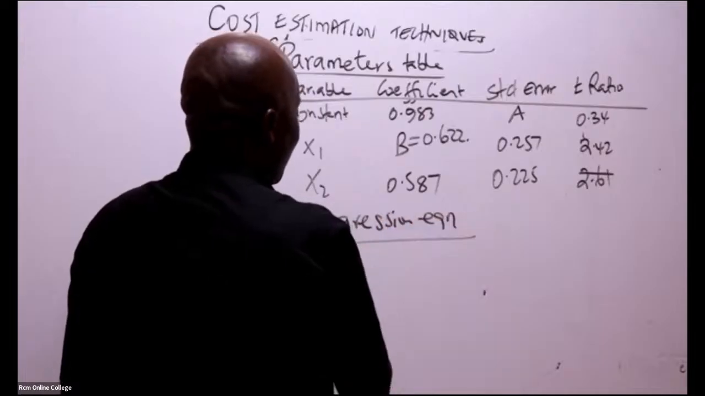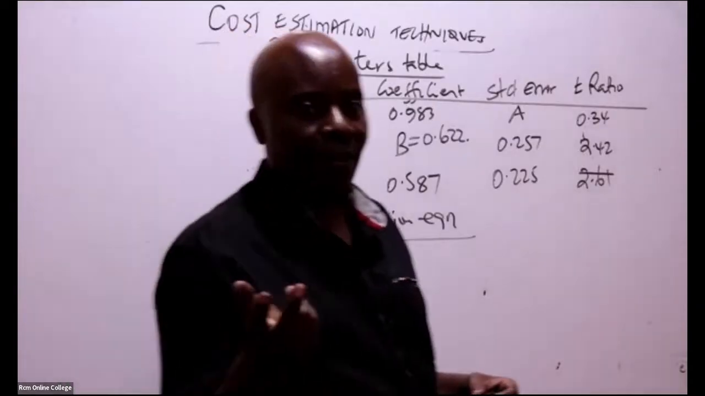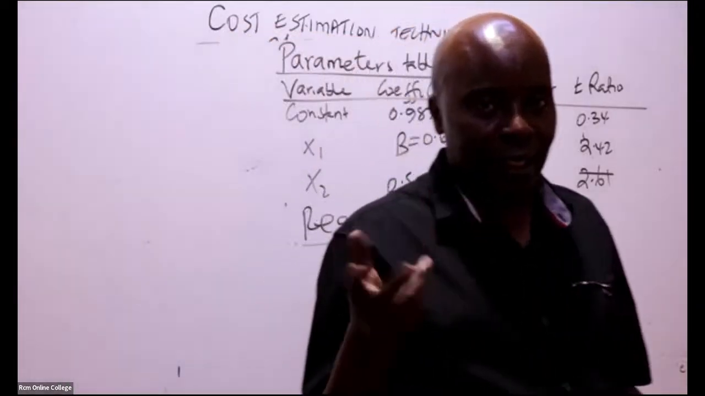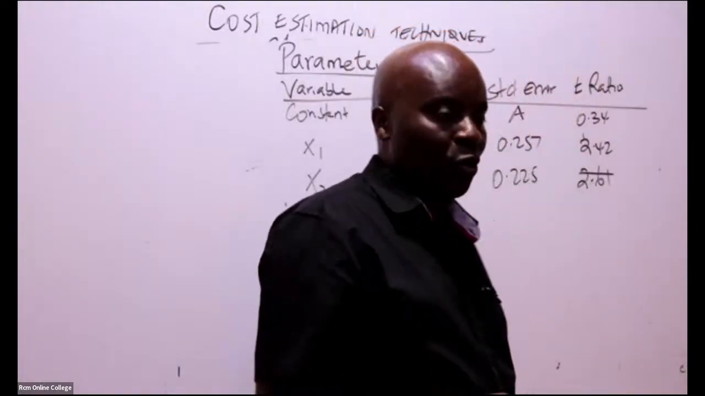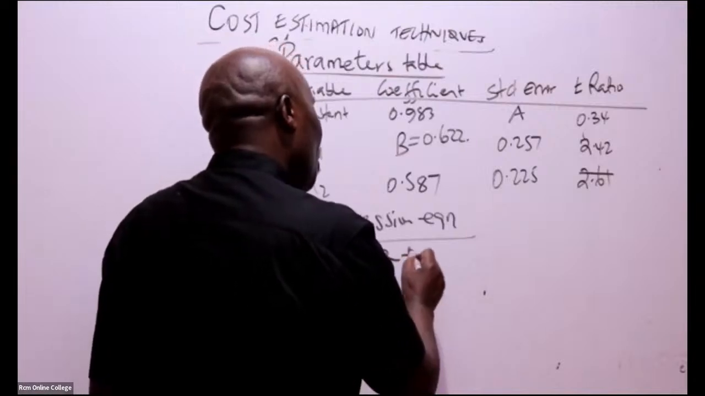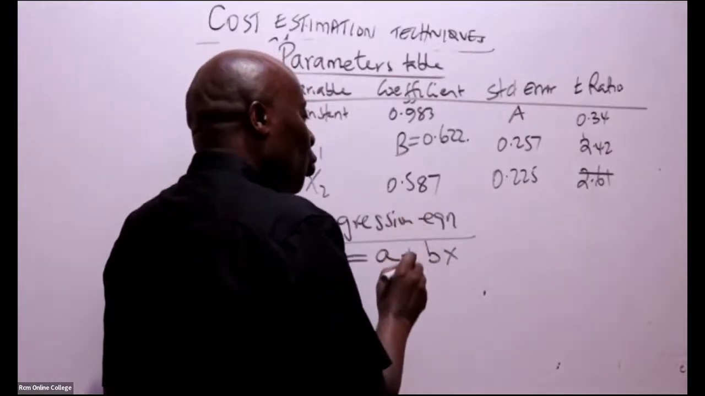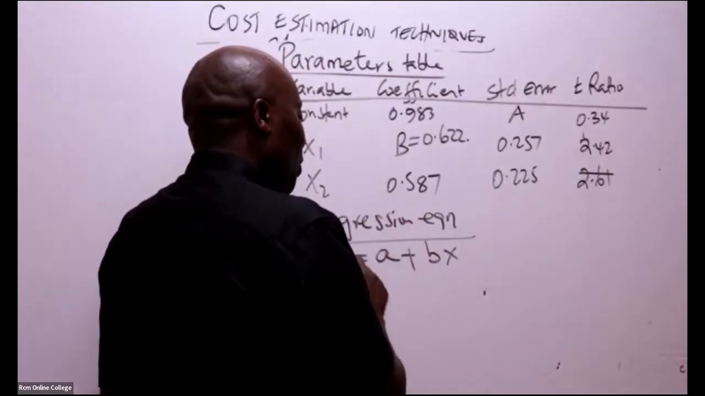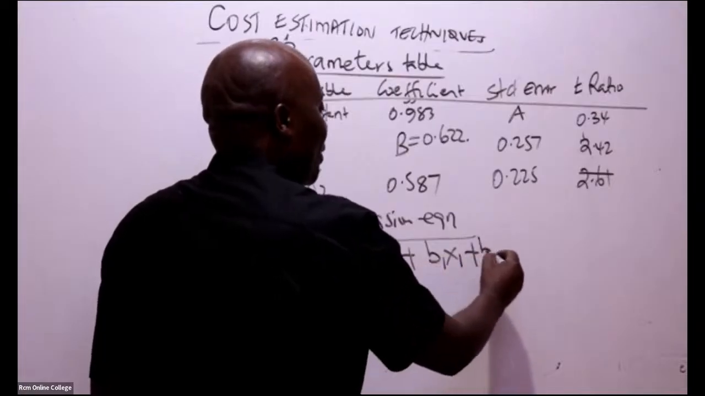Let me ask you a question. This question that we have here, how many predictor variables? Remember, predictor variables are X variables. How many predictor variables do we have? 2 of them, X1 and X2. And therefore, the general regression equation, the normal one, is Y equals A plus BX. But now we have got 2 X values. So it will be Y equals A plus B1 X1 plus B2 X2.